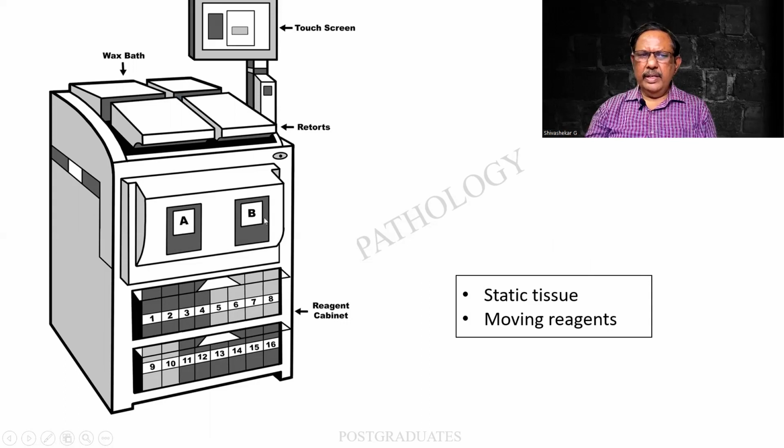In this case, the tissue will be static in one position, and the reagents will be going and filling it, again getting drained out, and the next reagent goes and fills it. It goes on like that. Whereas the tissue is constant. In the earlier version, we had seen that the tissue moves from one jar to another. Tissue means it is a group of tissues within the capsule.